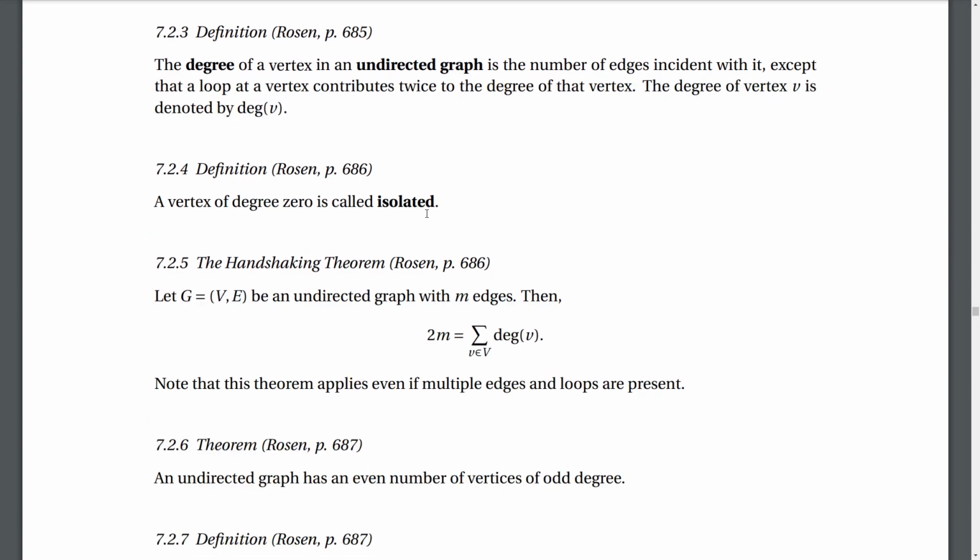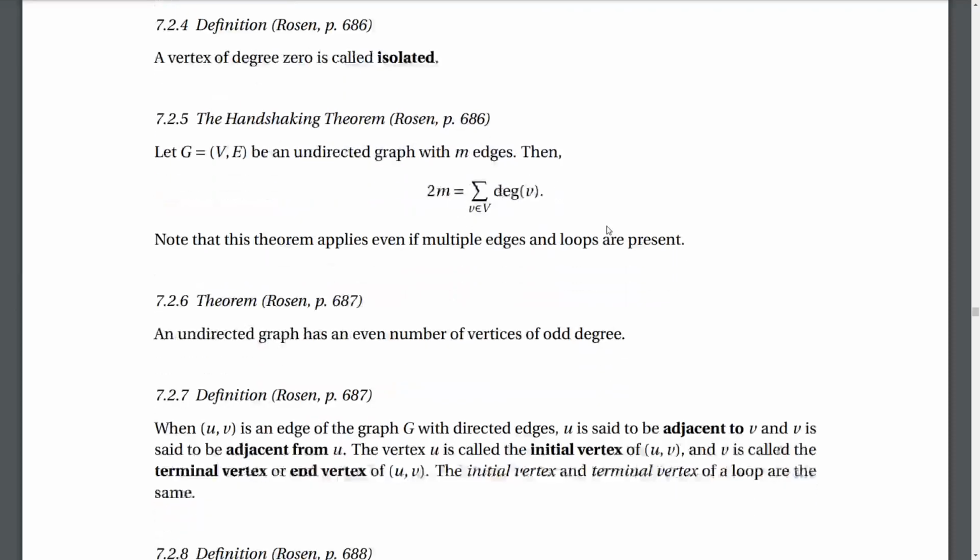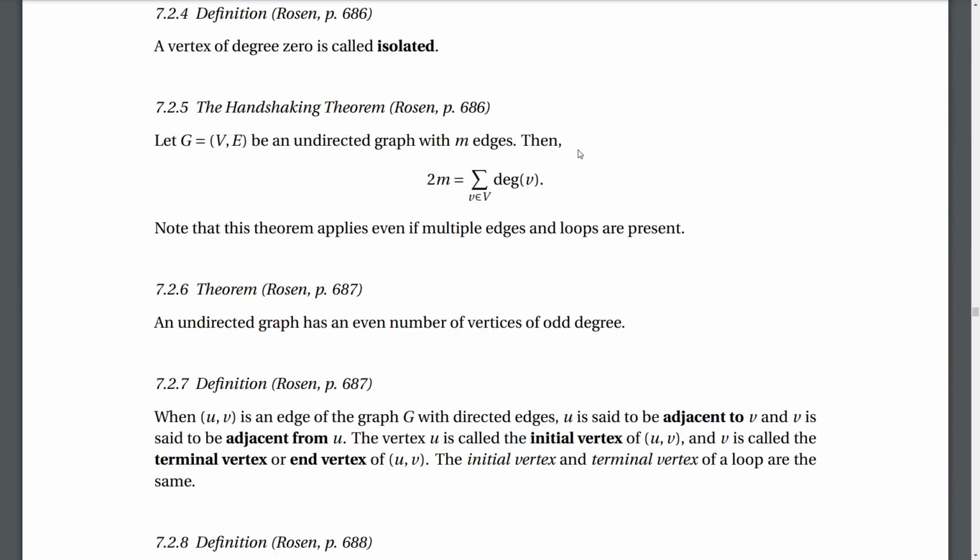A vertex is called isolated if it has degree 0. So if it's not connected at all, you can think of an isolated machine or an isolated village, a place that is inhabited but has no roads connecting it to the rest of society. So that concept translates very well.